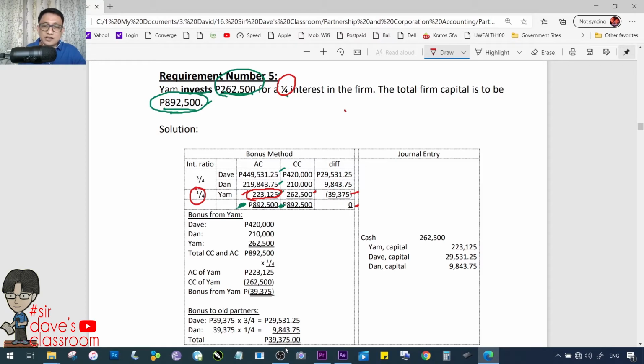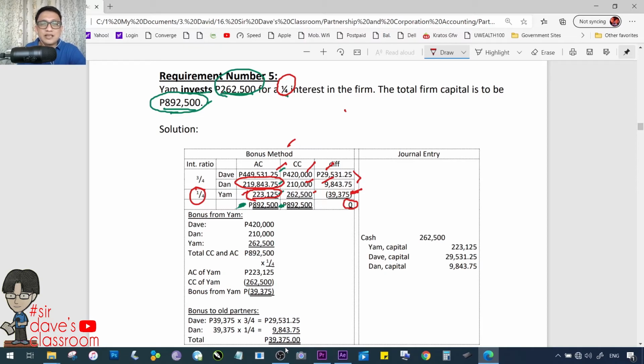Okay? Since 0 itong nasa baba, hindi na ito gagalaw. 39,375 yung nasa taas. Ibig sabihin, paghahatian nung dalawa. Alright? So, 39,375 times the old profit and loss ratio of Dave and Dan. 29,531.25 goes to Dave. And 9,843.75 goes to Dan. Accordingly po, pwede mong i-add ito, tsaka yan, to come up with this. Ito, at tsaka yan, to come up with this. Then, kumpleto mo na yung ating solution format.